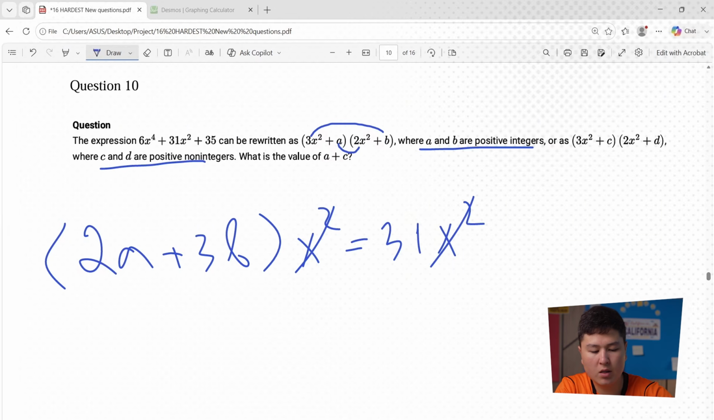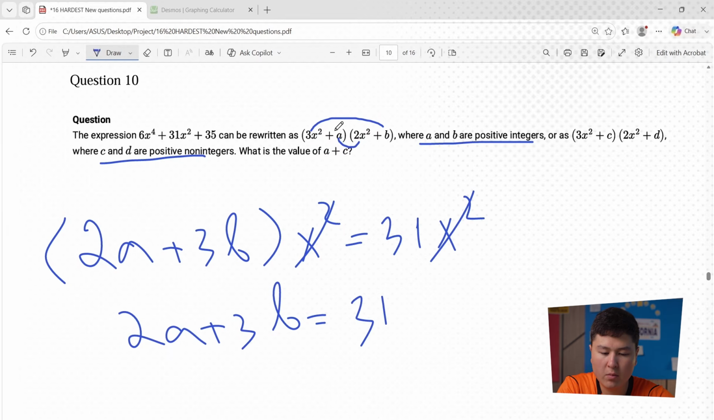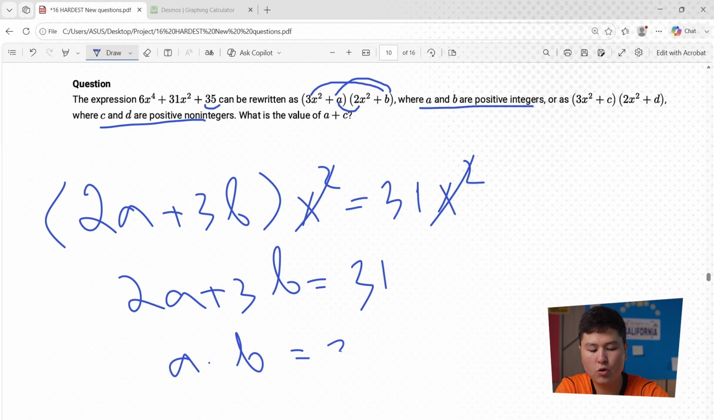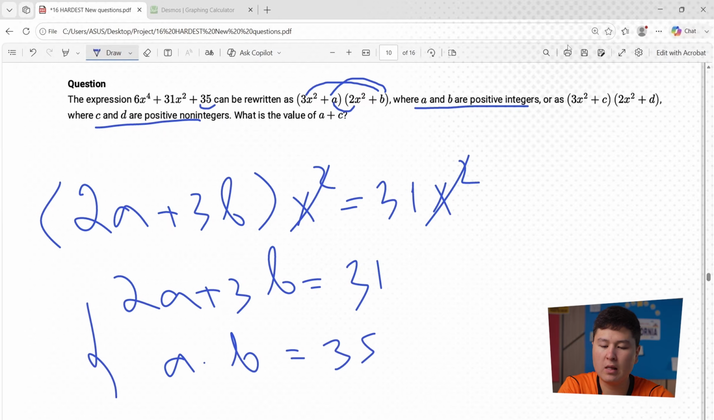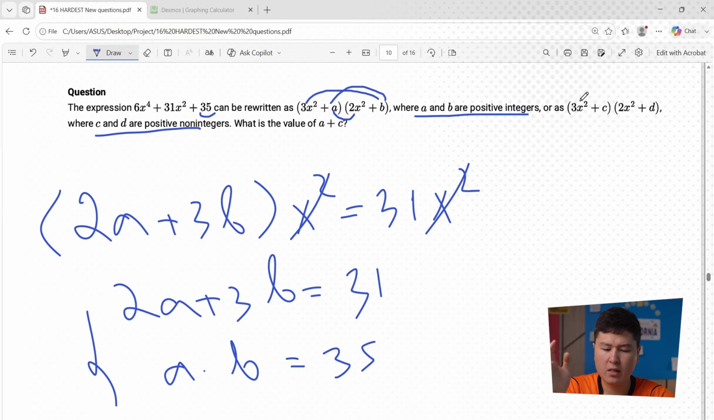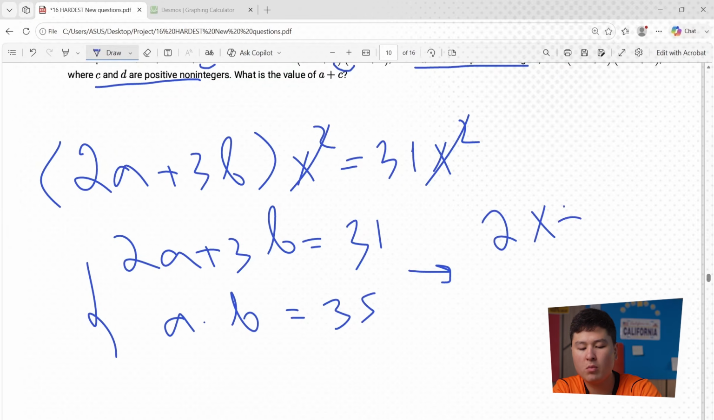So this and this cancel. We're having 2a plus 3b equals 31. And then when a is multiplied by b, that would be equal to 35. Like a multiplied by b equals 35. And if you do this in the second bracket, it's also the same. You're going to have 2c plus 3d equals 31 and c multiplied by d equals 35. But now I'm just replacing this a and b with x and y values. So 2x plus 3y equals 31, and then x multiplied by y equals 35.